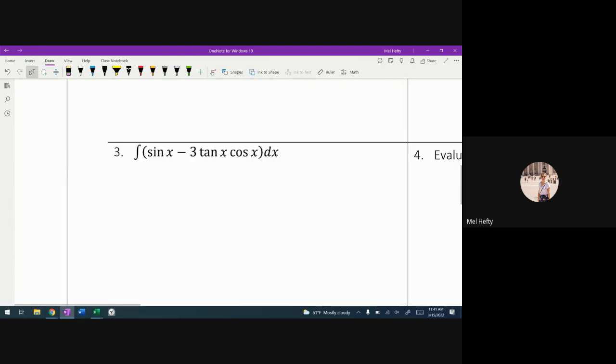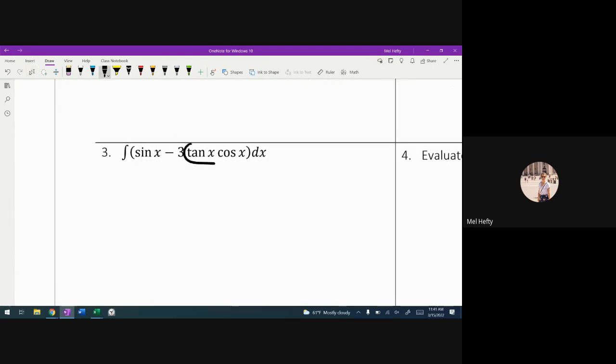So speaking of multiplication, does anyone recognize this as one of my trig derivatives? You do? What's that the derivative of? Tangent times cosine? That's not one that I know.